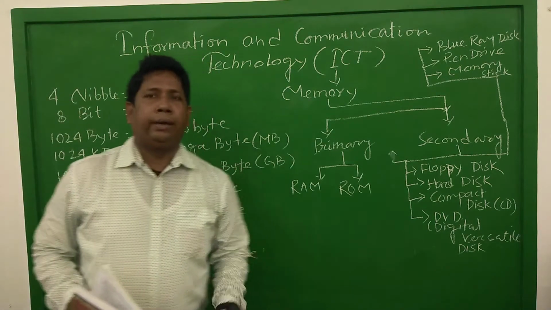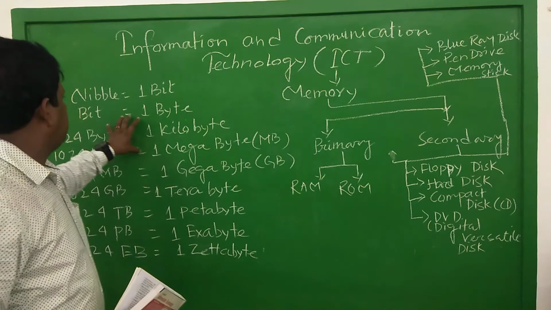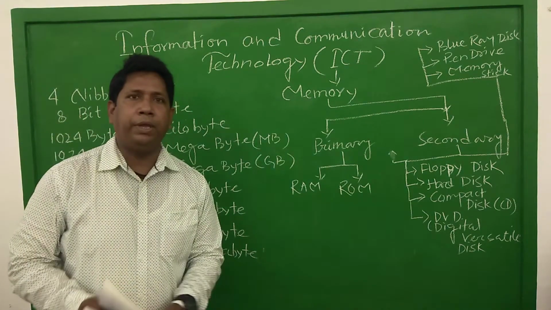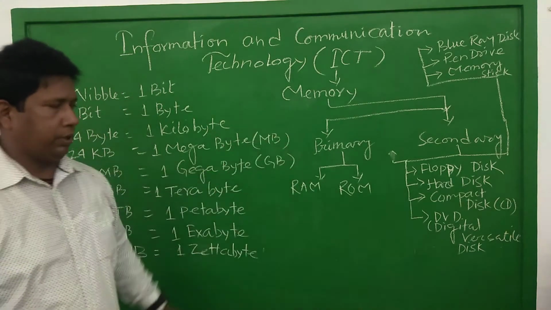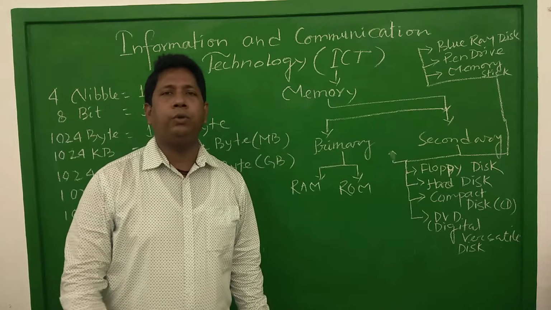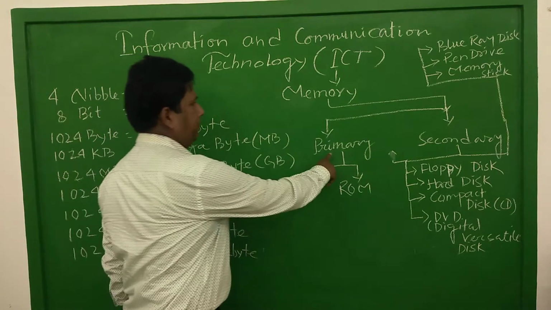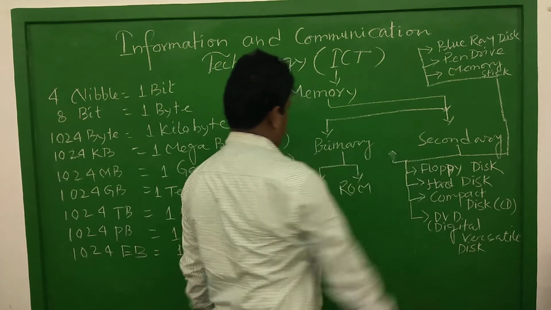After finding out the storage formation of the computer, we can find out the memory part of the computer. In a computer there are two types of memory. One is primary memory, another is secondary memory.